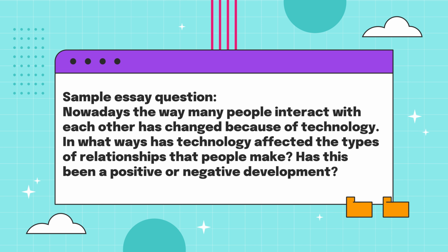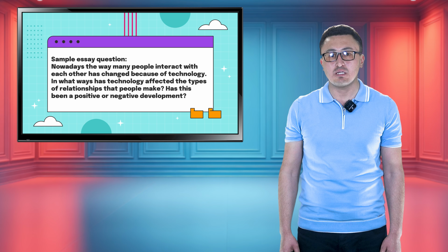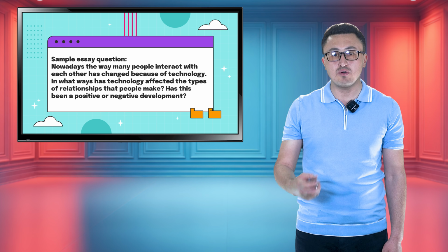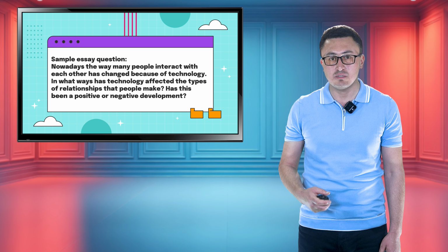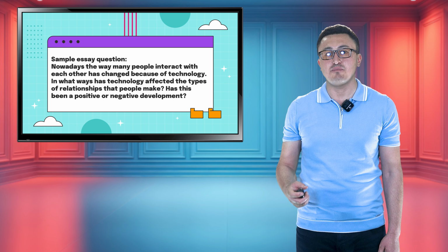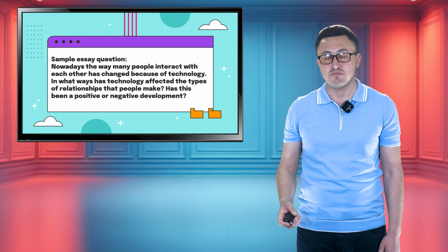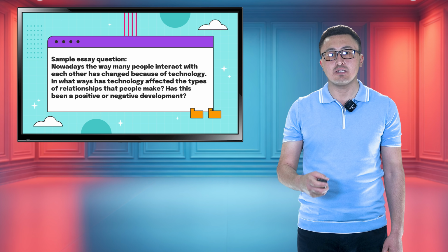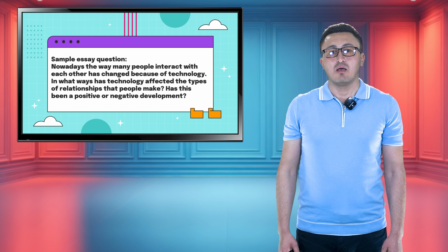Now we'll see a sample essay question. Here it is. Nowadays, the way many people interact with each other has changed because of technology. This is the topic of the question. In what ways has technology affected the types of relationships that people make? This is the first question related to the same topic. Has this been a positive or negative development? And this is the second question, and it's also related to the same topic.